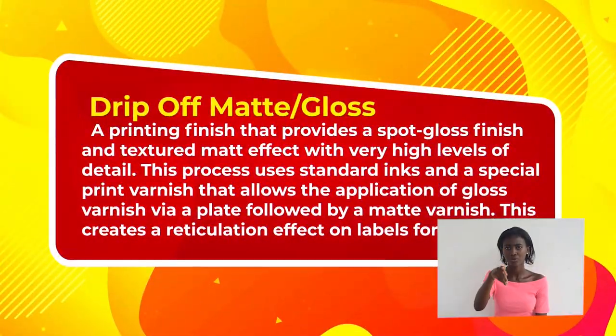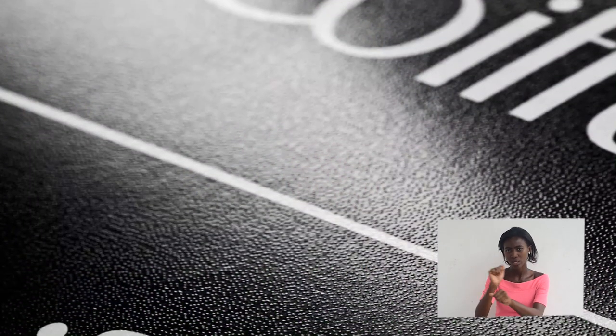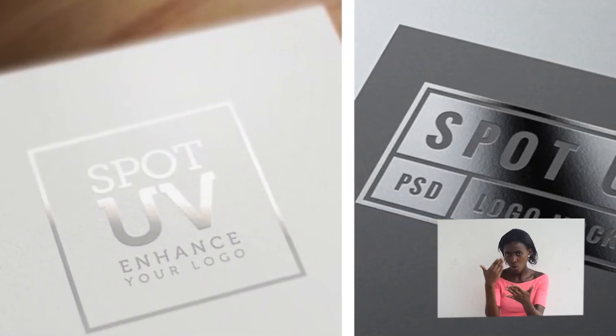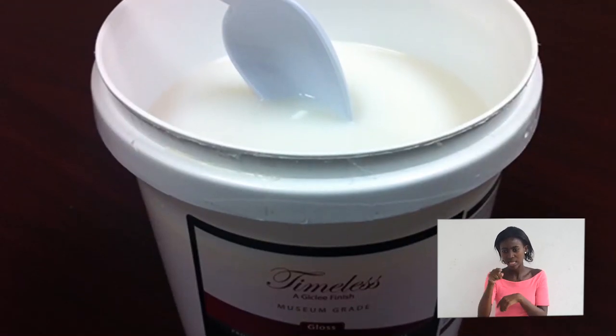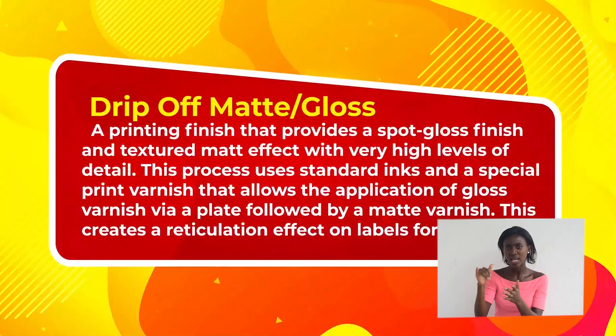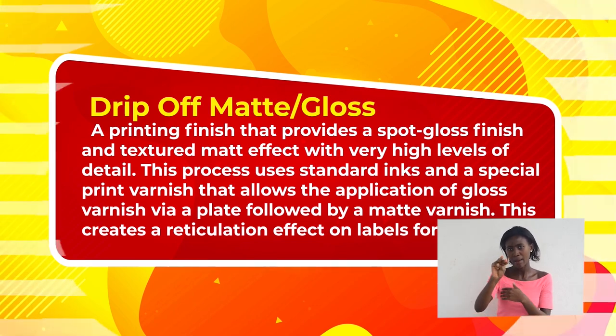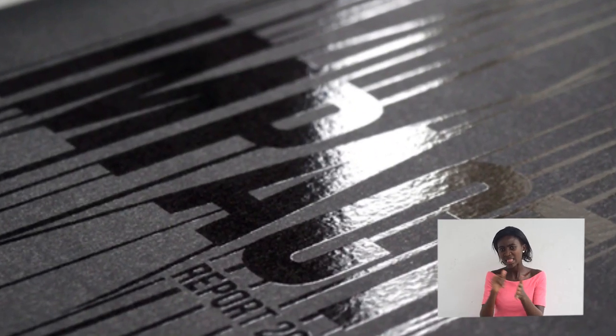Drip off matte or gloss. This refers to a printing finish that provides a spot gloss finish and textured matte effect with very high levels of detail. This process uses standard inks and a special print varnish that allows the application of gloss varnish via a plate followed by a matte varnish. This creates a reticulation effect on labels for packages.